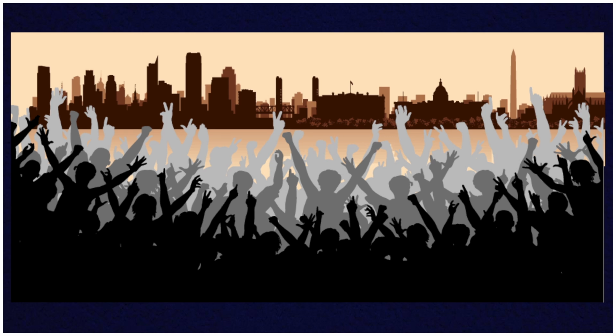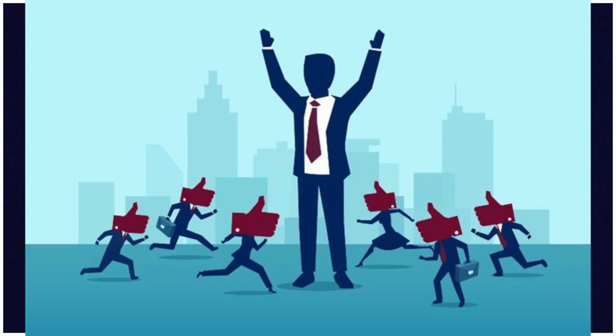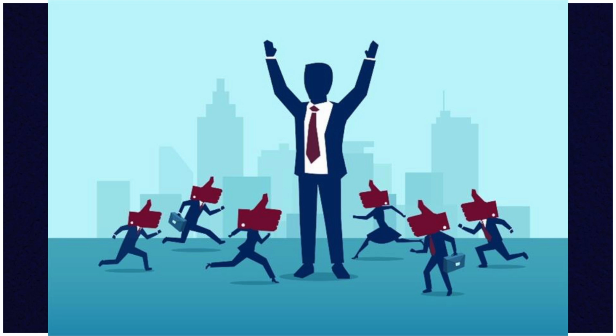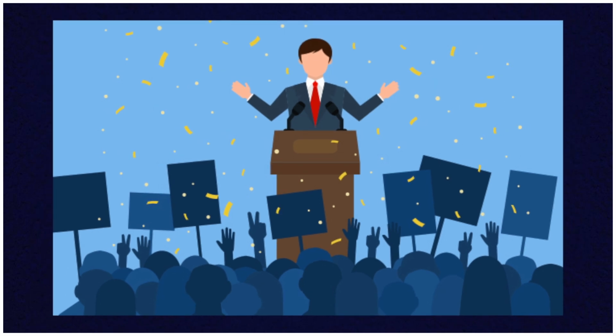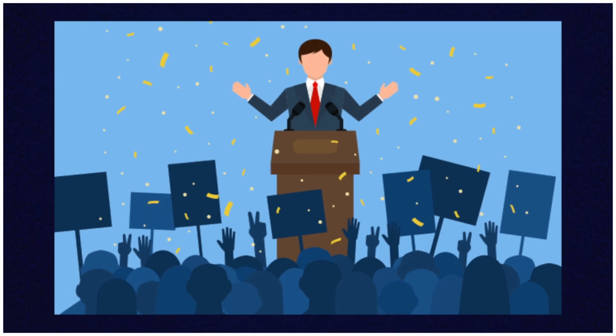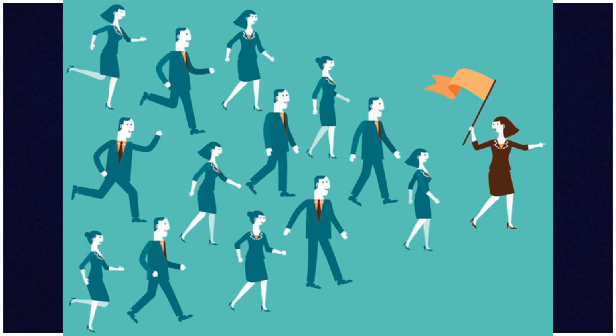The mode of production of material life conditions the general process of social, political and intellectual life. It is not the consciousness of men that determines their existence, but their social existence that determines their consciousness. At a certain stage of development, the material productive forces of society come into conflict with the existing relations of production. From forms of development of the productive forces, these relations turn into their fetters. Then an era of social revolution begins.